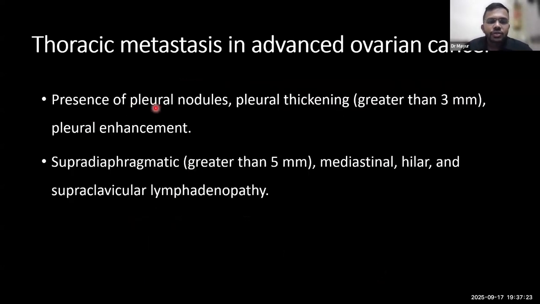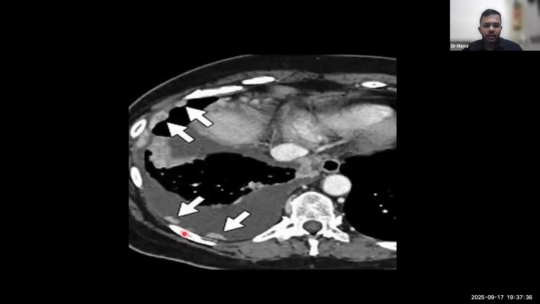Presence of pleural nodules or lung nodules, pleural thickening, and pleural enhancement are signs of metastatic involvement. Also look for supradiaphragmatic, mediastinal, hilar, and supraclavicular lymphadenopathy. Multiple pleural deposits are seen in this case of ovarian carcinoma, and a malignant pleural effusion is also detected.